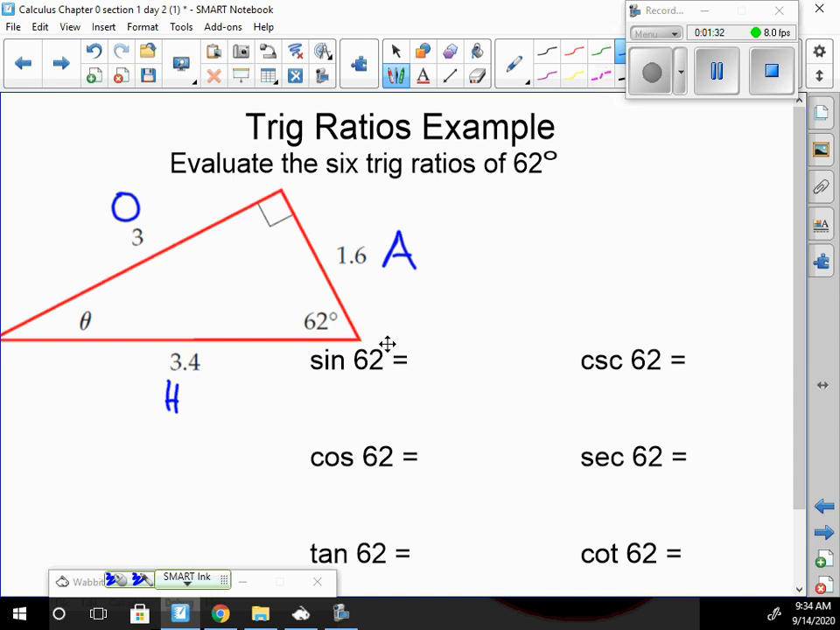If we remember sine is opposite over hypotenuse, which then means that we do the opposite of 62 over the hypotenuse. So that's 3 over 3.4. If I'm looking at the cosecant, remember it's just the flip of it. So that would be 3.4 over 3. Looking at cosine, almost said cosecant. Cosine is the adjacent over the hypotenuse. So that's 1.6 over 3.4.